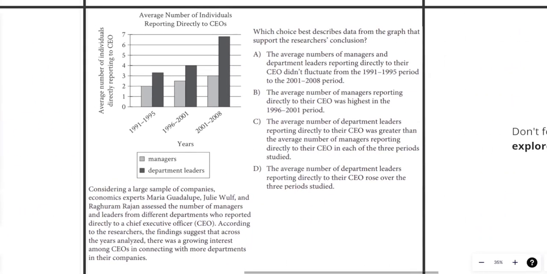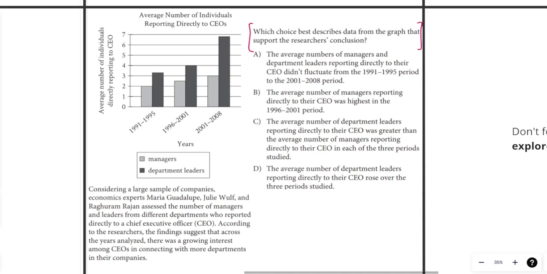Okay. And the last question here, very long question, but we should be able to get through it. Which choice best describes data from the graph that support the researcher's conclusion? Right, so we're going to need to figure out what the researcher's conclusion is and understand the graph at the same time. Well, let's just read through this a little bit.